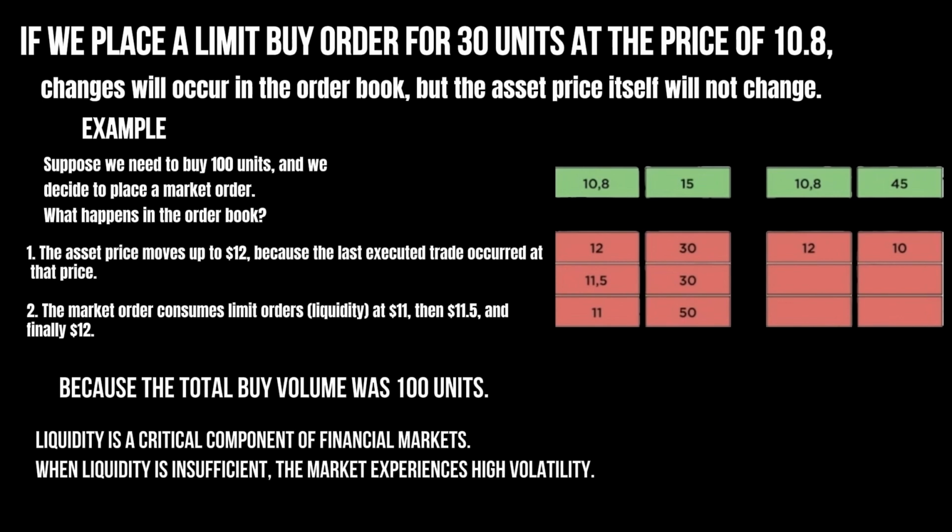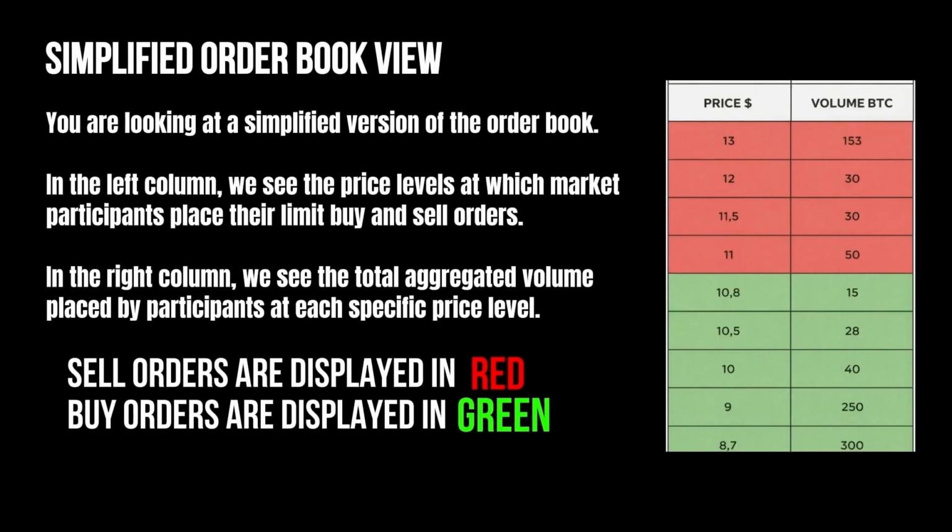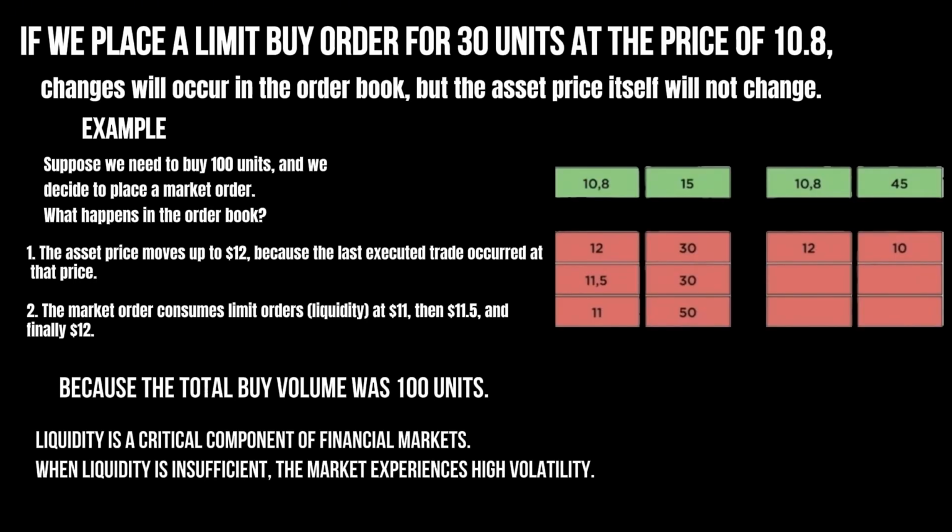If we place a limit buy order for 30 units at a price of 10.8, the order book will change, but the asset price will remain the same. This is because a limit order is added to the order book and increases available liquidity without immediately executing a trade. By placing a limit buy order for 30 units at a price of 10.8 into the order book, we only see changes in the order book itself. Liquidity becomes denser, meaning that the available volume at that price level increases by 30 units.